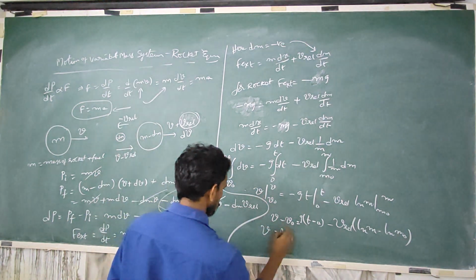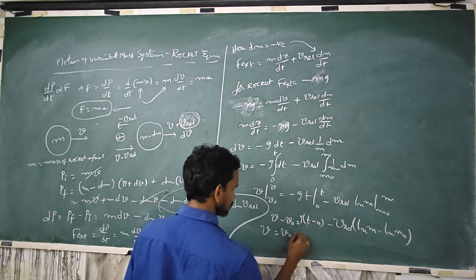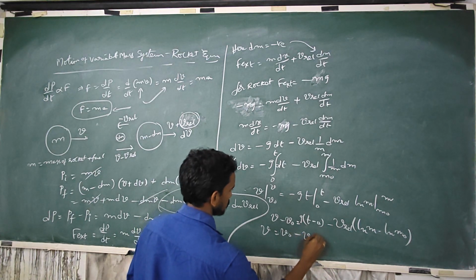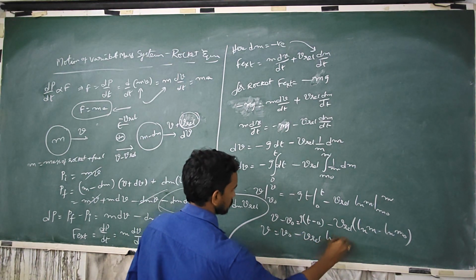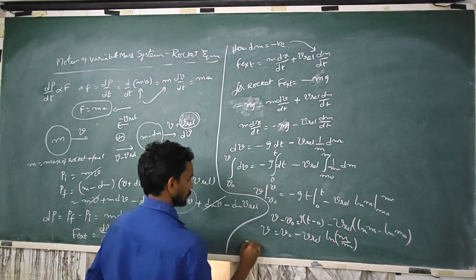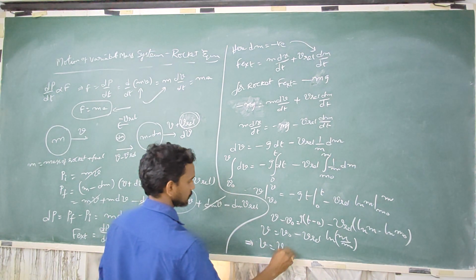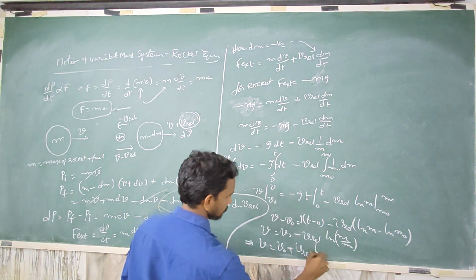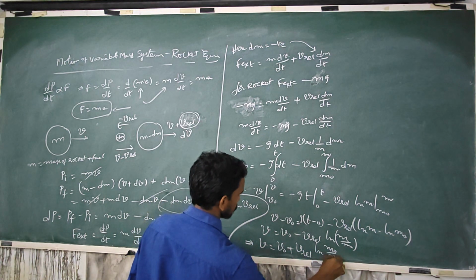So v is equal to v0 minus g t minus v relative log m by m naught. So v is equal to v0 minus g t plus v relative log m naught by m.